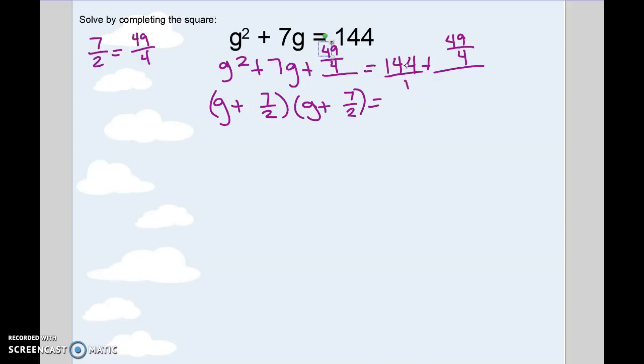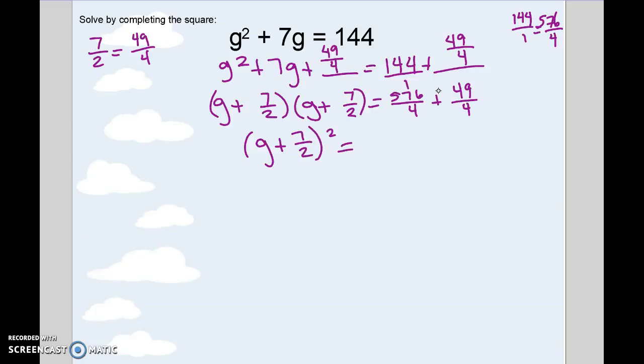Here, I'm not going to be able to add these together until I get a common denominator. So I'm going to change this to be 144 over 1. I'm going to change it to have a denominator of 4. And if I multiply that by 4, I get 576. So now I have 576 over 4 plus 49 over 4. Okay, this I'm going to rewrite as a square. And when I add these two together, I'm going to get 625 over 4.